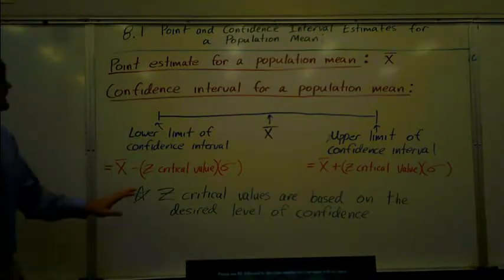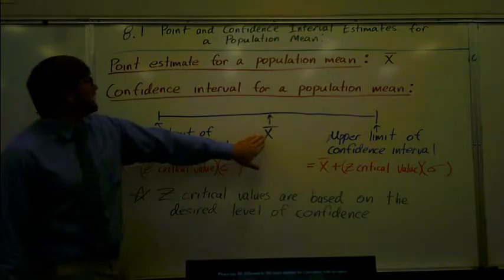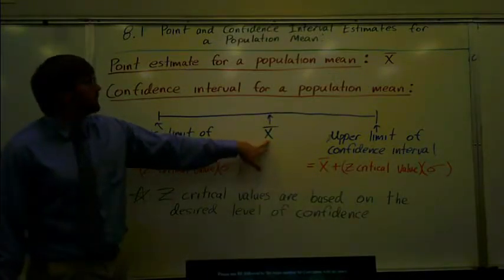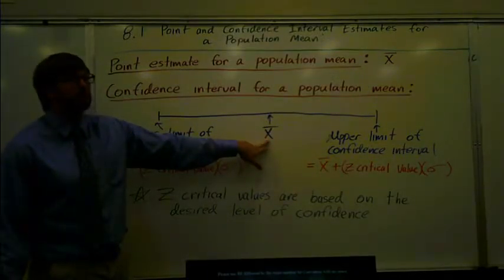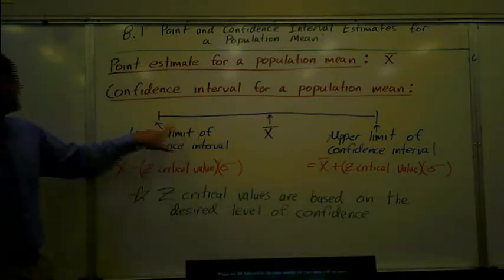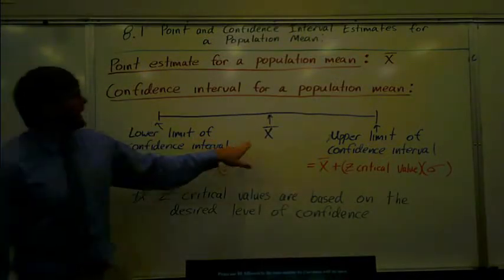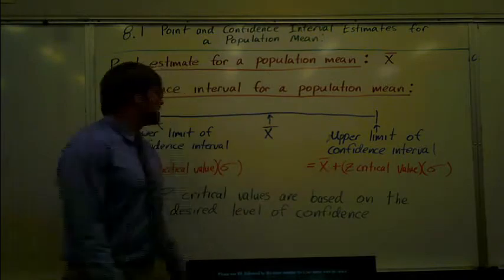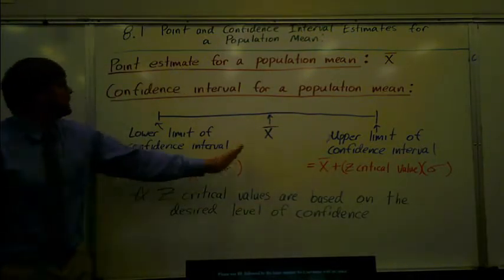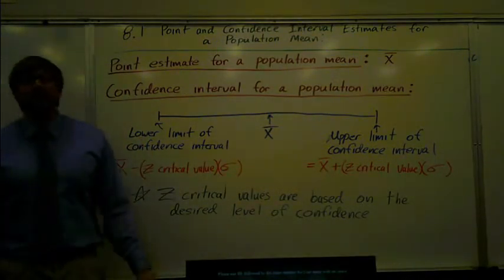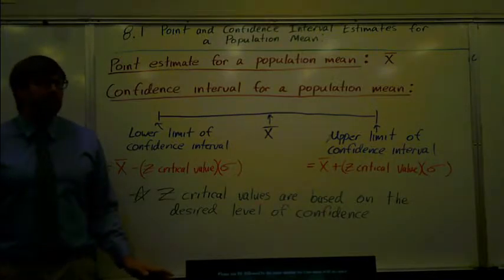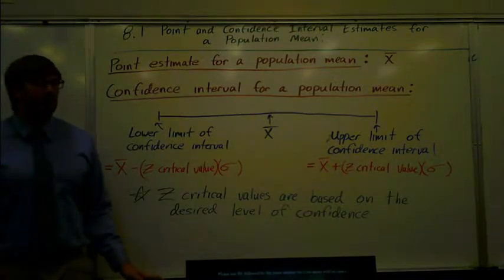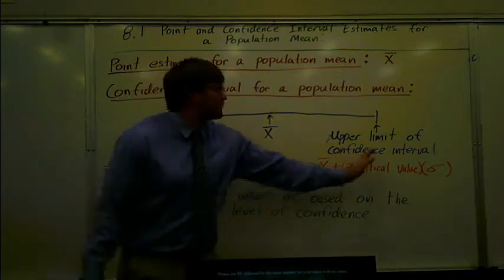So how this works is you have your point estimate of the population mean right in the middle of some interval, and then you have a lower limit and an upper limit. These values depend on how positive you want to be that the actual population mean falls within this range.